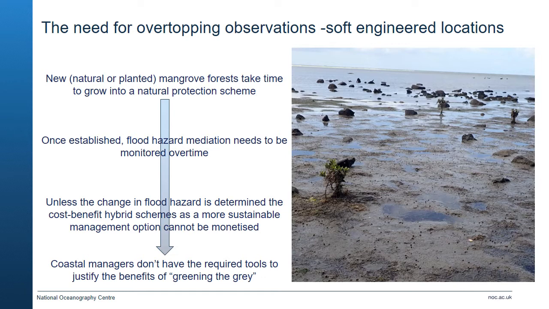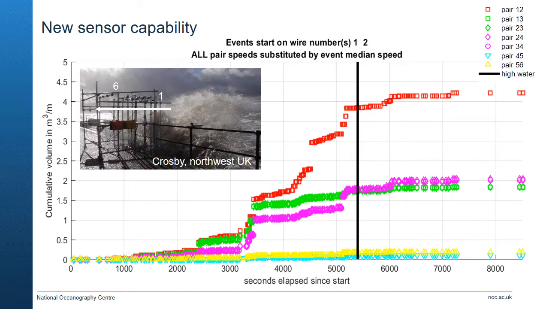The prototype Wirewall system used capacitance wires to create a grid of sensors, 3 rows of 6 wires, starting with wire 1 just overhanging the sea wall crest and wire 6 spaced up to 2 metres inland of the crest. The system was deployed in Crosby in the northwest of the UK during 8 spring tides with onshore winds. Overtopping data are calculated using pairs of wires.